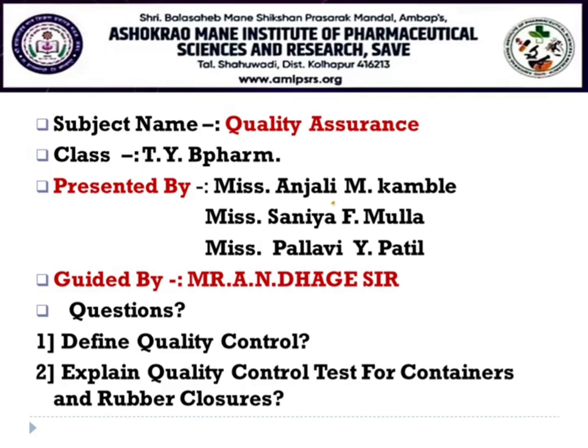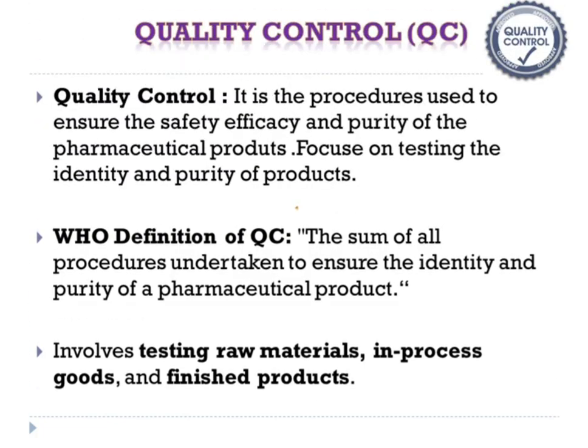rubber closure. Quality control: it is the procedure used to ensure the safety, efficacy and purity of the pharmaceutical product. It focuses on testing the identity and purity of products. WHO definition of quality control: the sum of all procedures undertaken to ensure the identity and purity of pharmaceutical product.